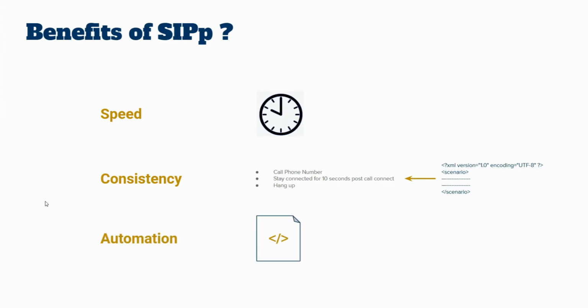And third, and this is perhaps the one that really matters to a lot of us, it's automation. Once you've got a working scenario, you can run this on a schedule after every change for hundreds of numbers as a part of a CI pipeline or any other workflow that fits your particular environment.